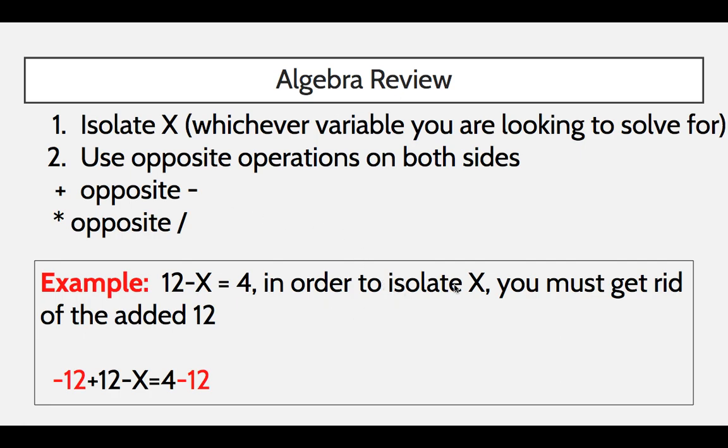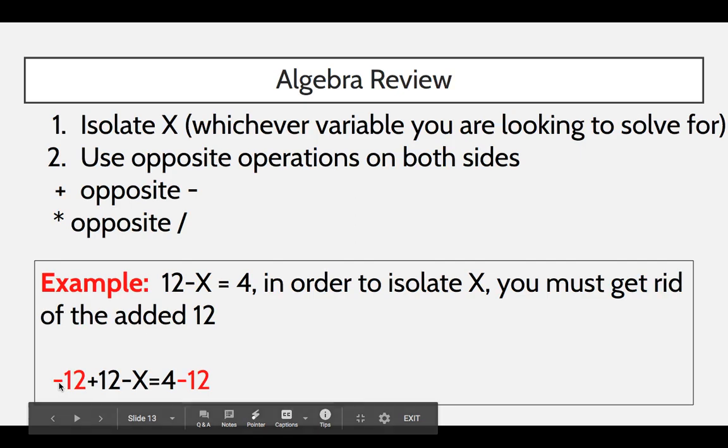So in order to isolate x, you must get rid of the 12. That's the first thing that you need to get rid of. So 12 is being added here, so you need to subtract on both sides. Again, it's the same idea. So minus 12 and minus 12.